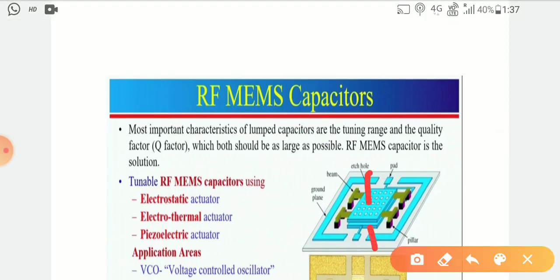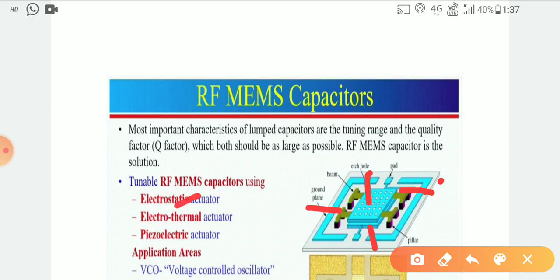So the bottom plate is fixed and the top plate is suspended at the air gap. This top plate is suspended using a T shape, like a beam type shape, which supports the suspension of the top plate. These metal plates are separated by an air gap, and the capacitance can be changed by varying the gap through various types of actuators.